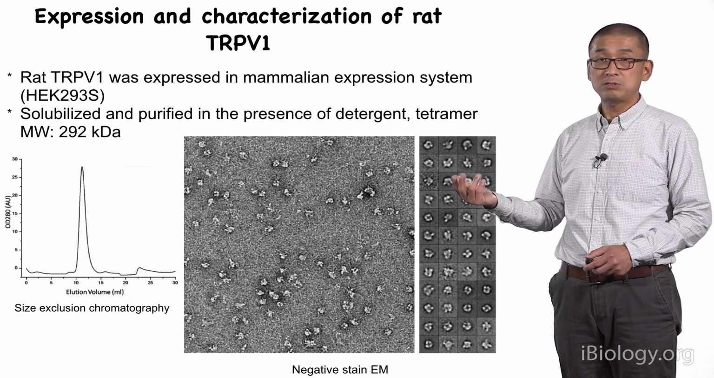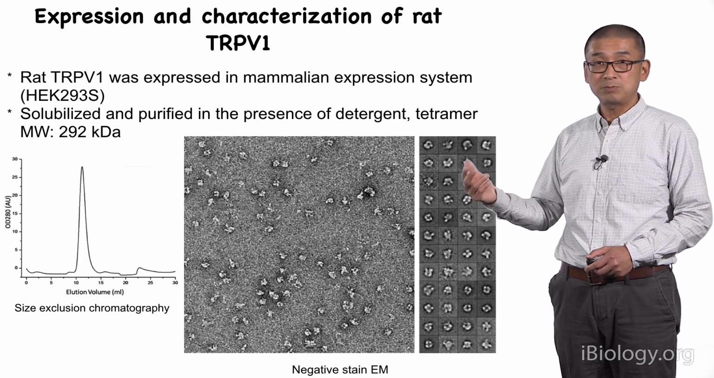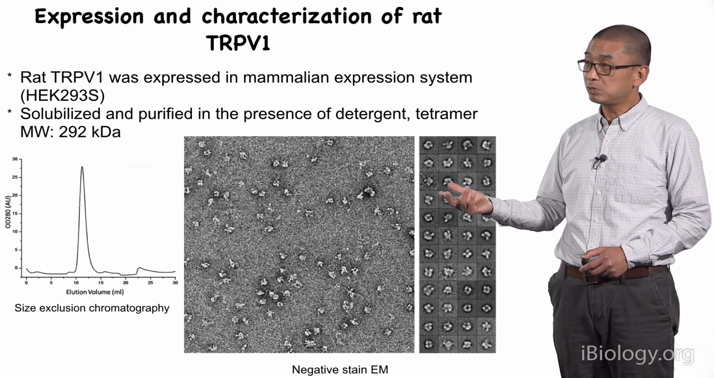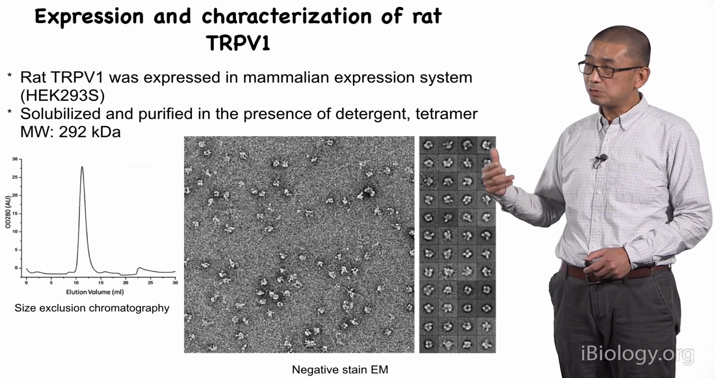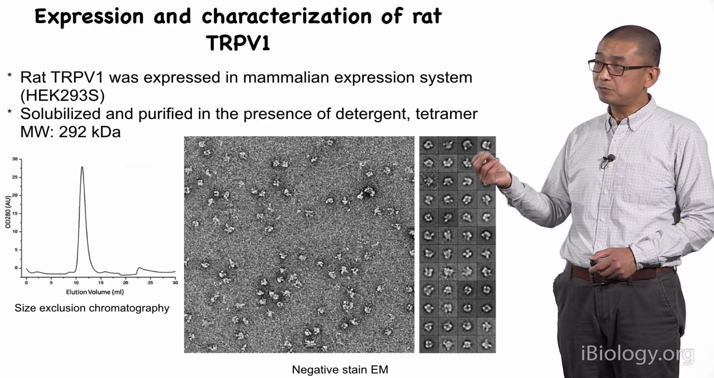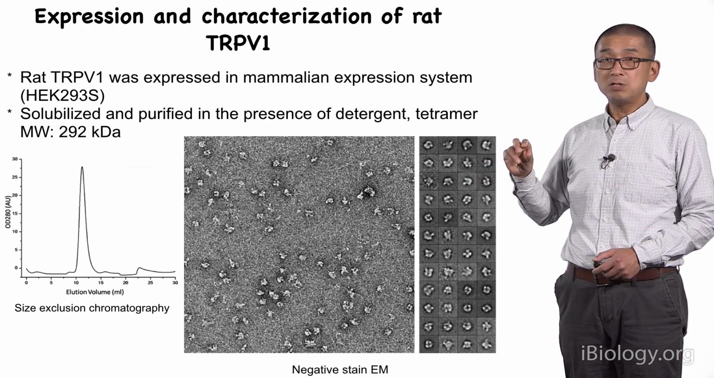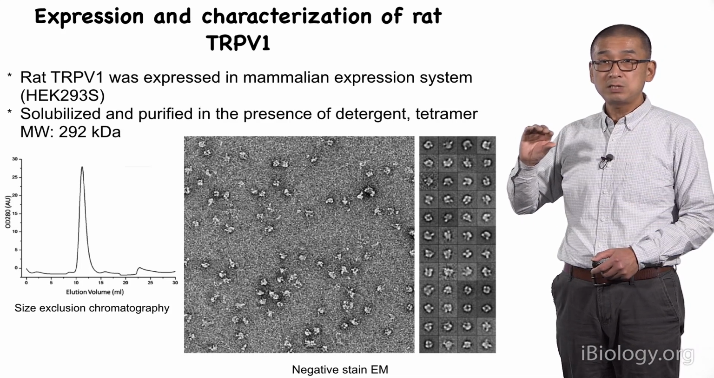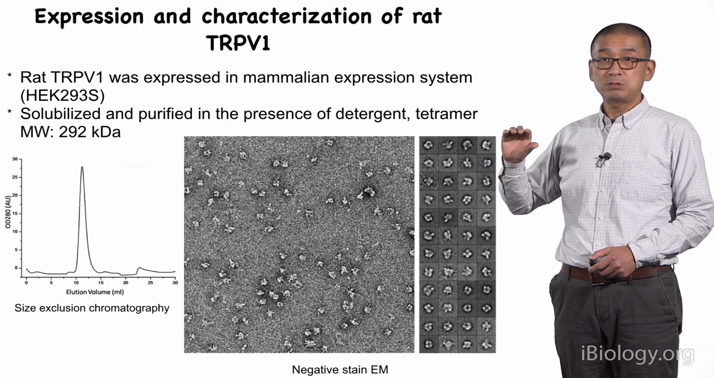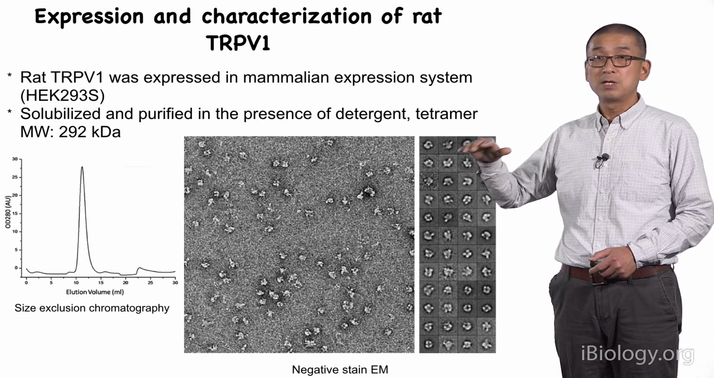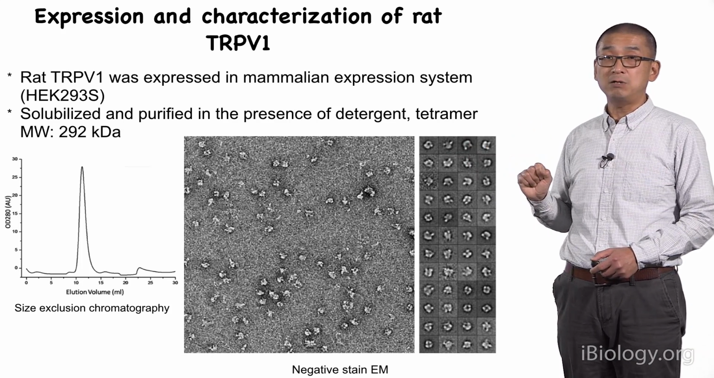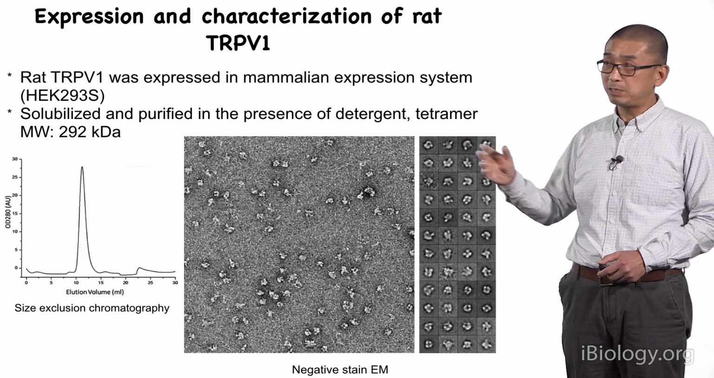This poses a tremendous challenge for determining a high resolution structure of this protein. Another challenge is the presence of detergent, which makes it very hard to make a thin layer of ice, because detergent changes the surface property and surface tension, making it much harder to make a thin layer of ice with protein embedded in it.